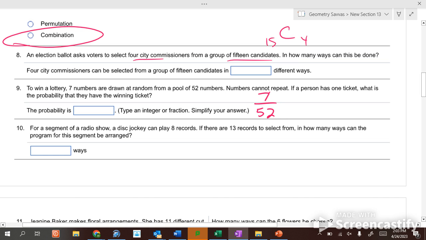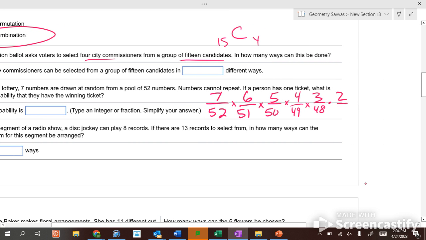Then how many numbers do you have left on your sheet of paper? 6. How many balls are left in the hopper? 51. And you multiply these times each other. So 6 out of 51, 5 out of 50, 4 out of 49, 3 out of 48, 2 out of 47, 1 out of 46. Now, your calculator can't handle this. Trust me, it can't make a fraction out of this. So what do we have to do? We have to reduce our fractions.